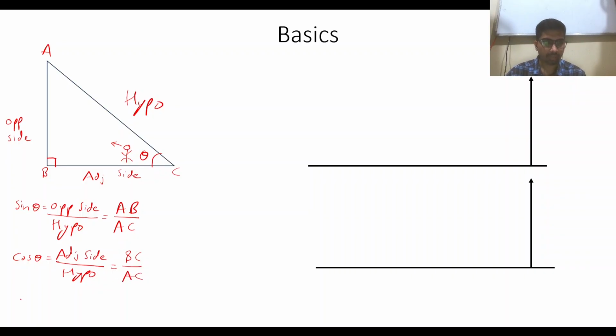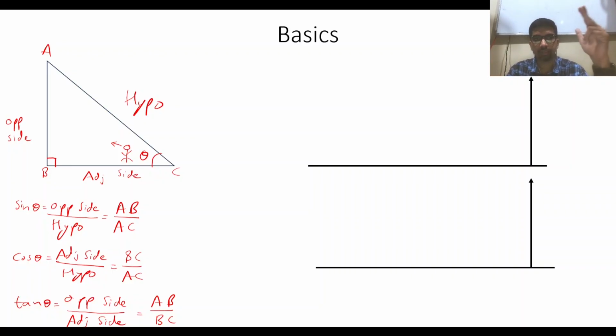And last we have tan. Tan theta is opposite side upon adjacent side, so we have AB upon BC. Now students might get confused about how to learn these definitions. So this is the way to learn.